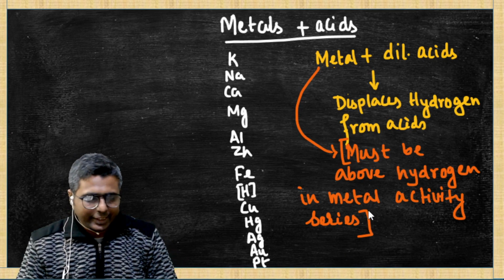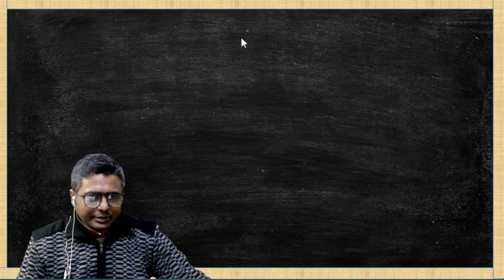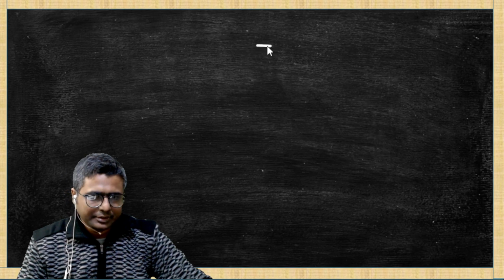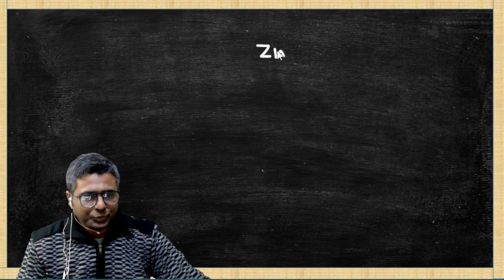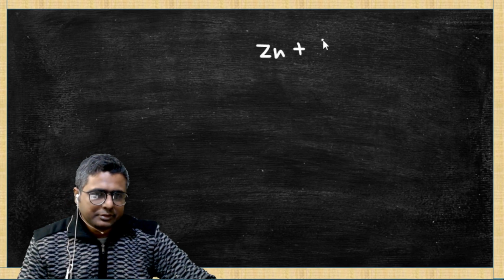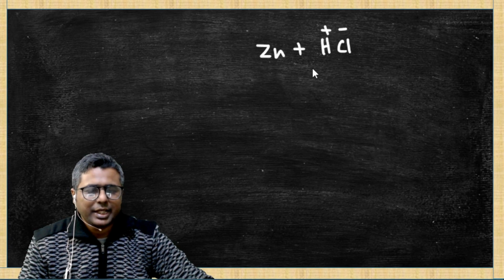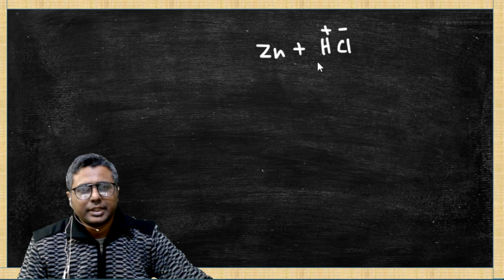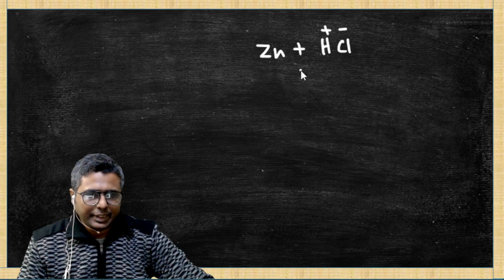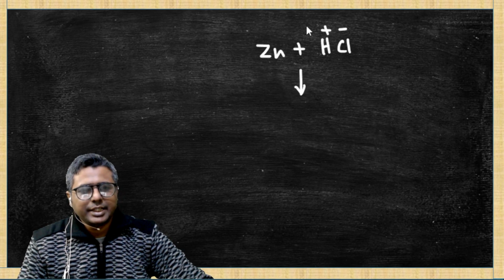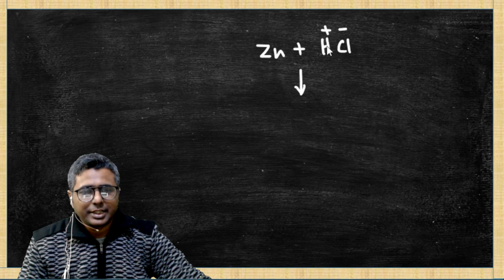Now, how does this reaction take place? Suppose I take zinc, a classical reaction, and the acid must be dilute, not concentrated. I react it with HCl. Here H acts as the electropositive one and Cl as the electronegative one, though it is not an ionic compound. So writing this plus and minus is not technically correct, however, for understanding purposes we are using it. Zinc is going to replace H, because zinc is much more metallic, much more electropositive than H.